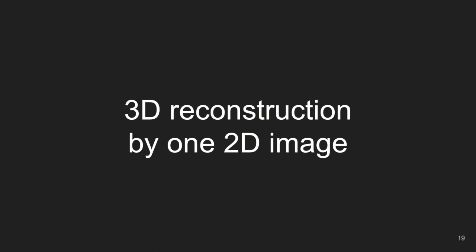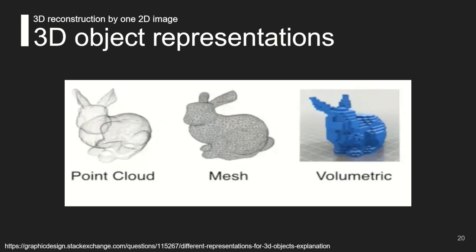Next session, 3D reconstruction from one 2D image. 3D objects can be represented by several kinds of formats. The popular ones are point cloud, mesh, and volumetrics. But these methods have some drawbacks: a general 3D object is not represented exquisitely enough. For example, the point cloud is discrete, so it cannot be used to continuously describe the contour of the 3D object.